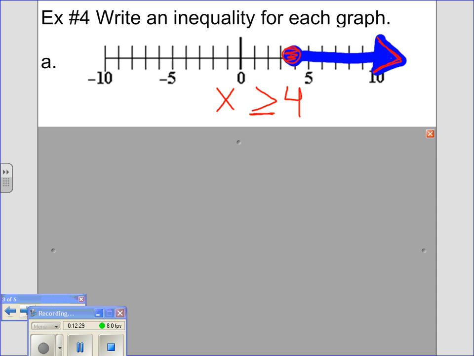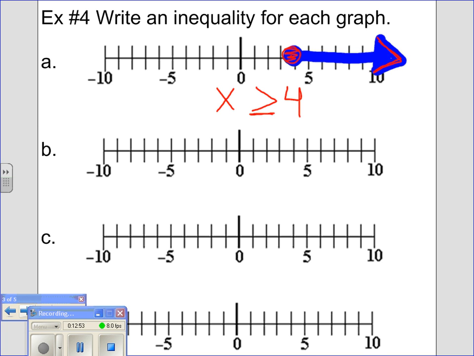So, to review, write down the number where the dot is. Put your less than or greater than symbol. Decide whether it should be or equal to or not. And then put your variable in the very front. Okay? Now I'm going to write 2 more up here, and I'd like you to do these 2.